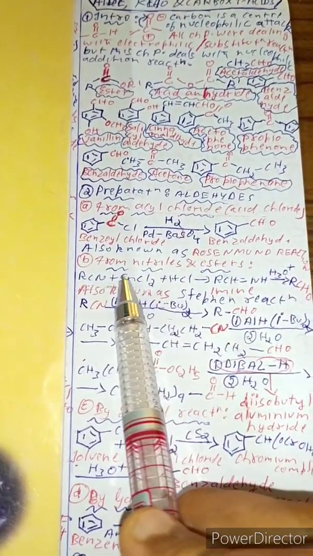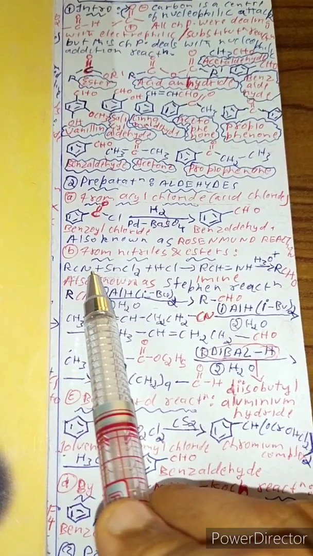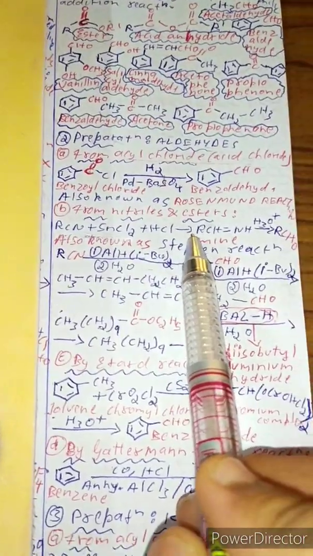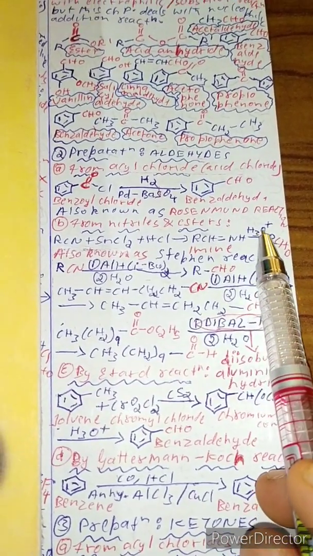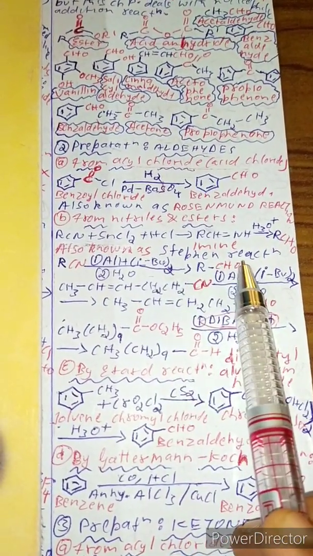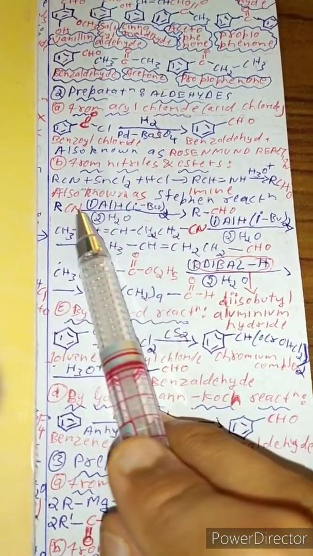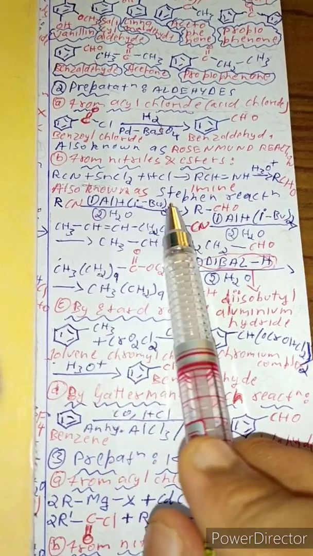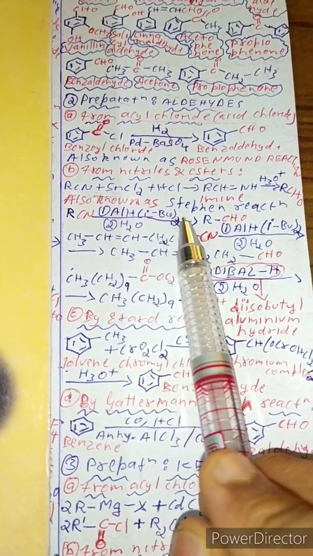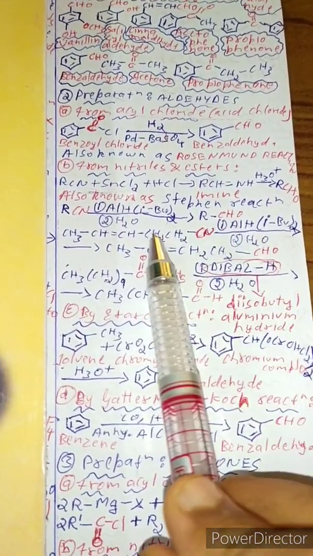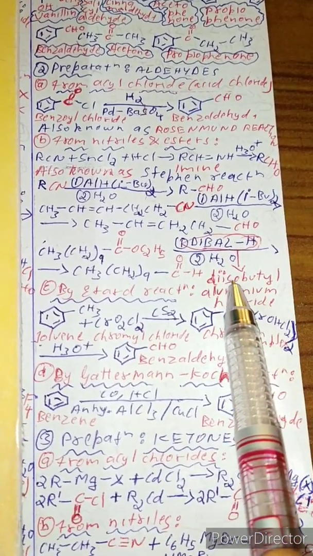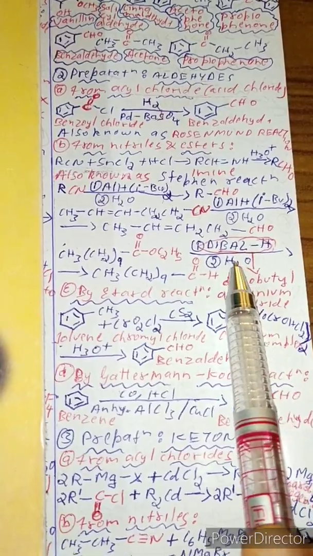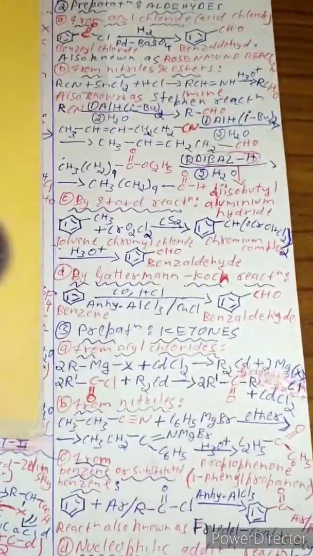From nitriles and esters: RCN, that is a nitrile, reacts with stannous chloride and HCl. It gives an imine, that is RCHNH, and in the presence of H3O plus, that is the hydronium ion, gives RCHO, an aldehyde, and this is called the Stephen reduction reaction. You can also consider it this way: when a nitrile reacts with diisobutyl aluminum hydride and then water, it gives an aldehyde. The nitrile reacts with the same reagent to give this compound. All of them are the same, only the steps are different.